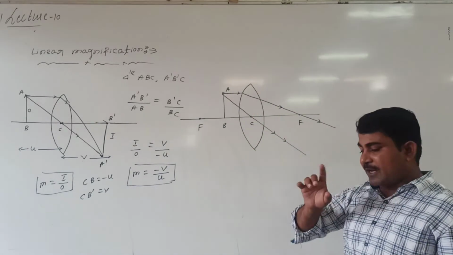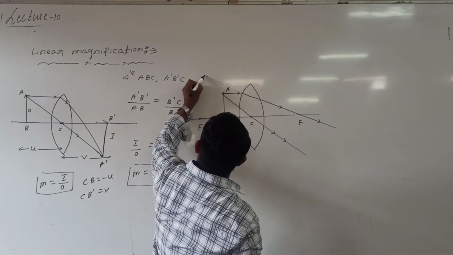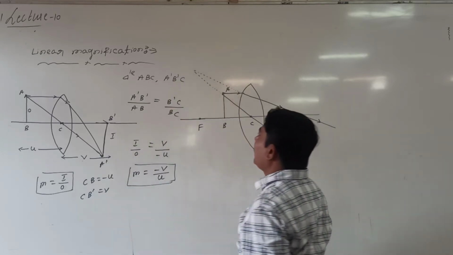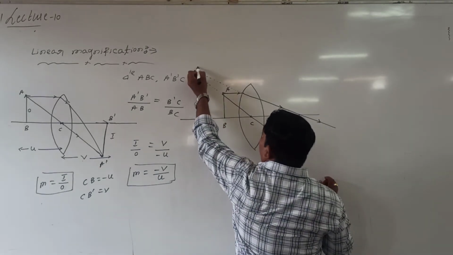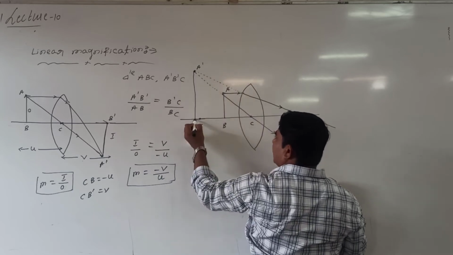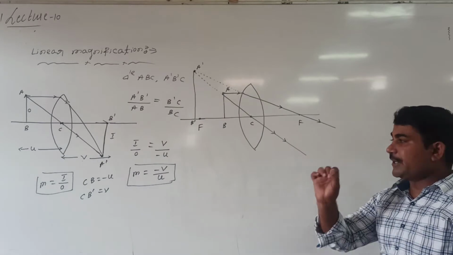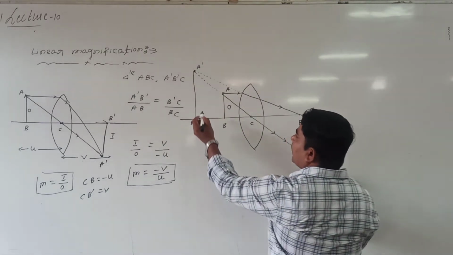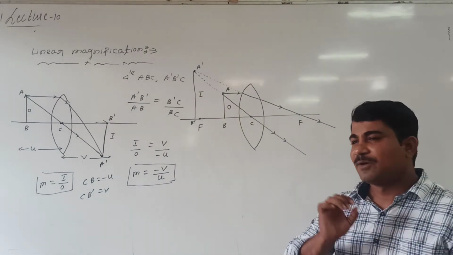How do we produce the refracted ray? If the refracted rays are produced in the backward direction, as imaginary lines, where can they meet? They meet at A dash. Then if we join this, what does A dash B dash represent? If AB represents the size of the object, then A dash B dash represents the size of the image.